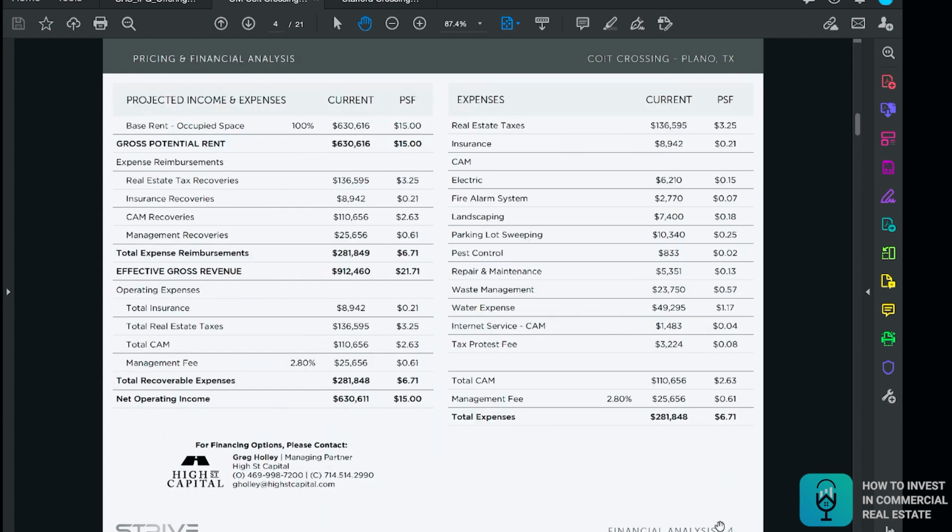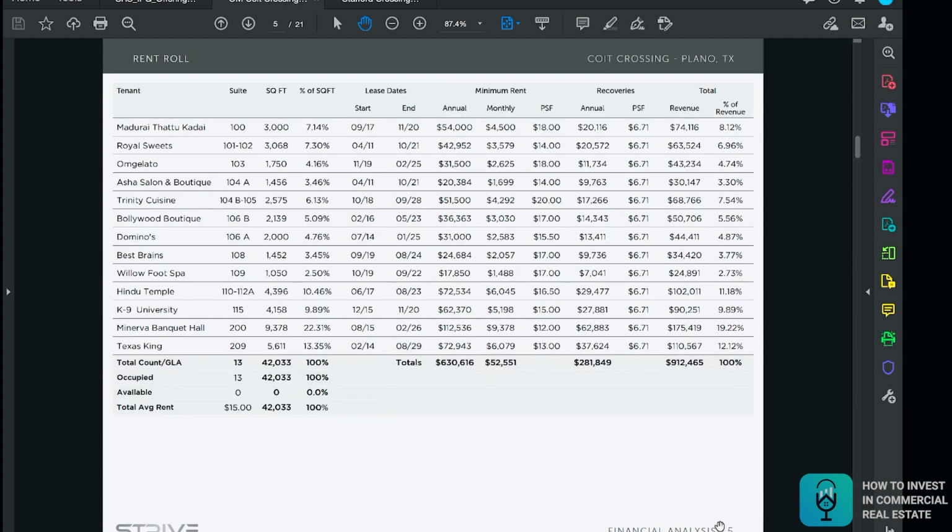All right, let's look at current. Well, this is just kind of an income and expense. It looks like average income is about $15. That's not bad. All right, here we go. This is the rent roll. So we've got no big. Well, we have the banquet hall.